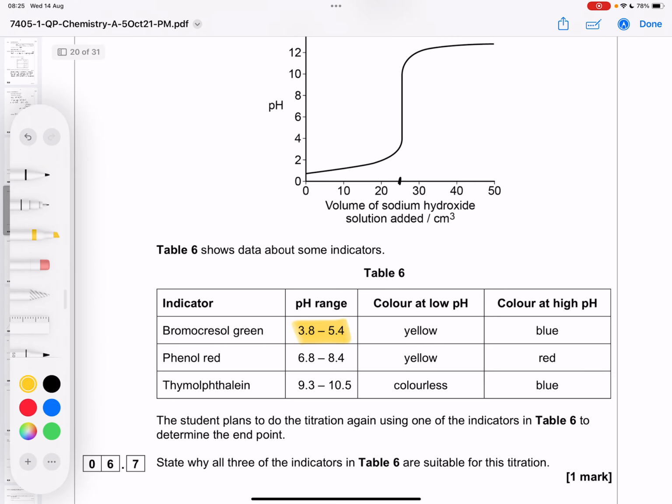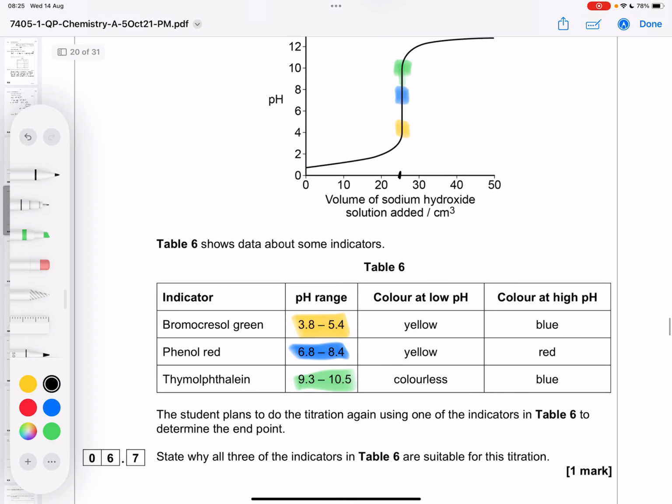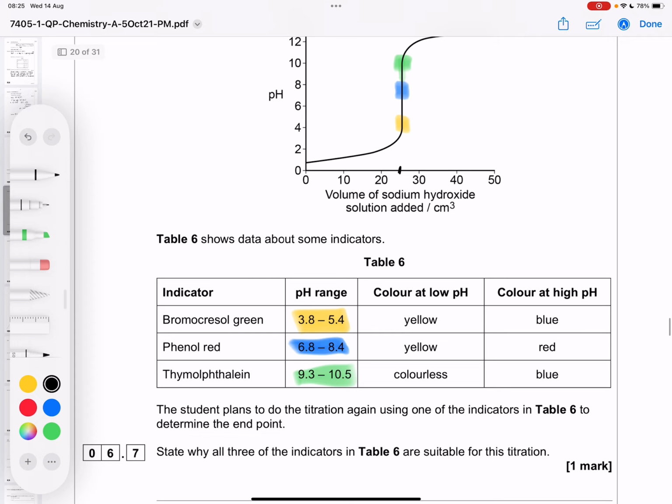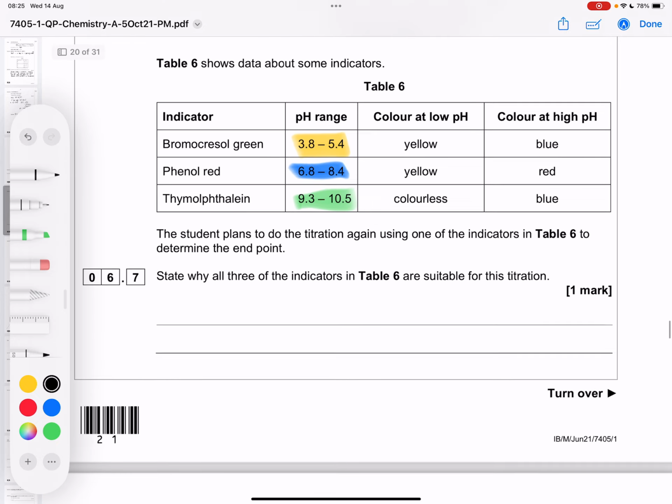So we can see that the first one is 3.8 to 5.4, so that's from here to here. The next one, 6.8 to 8.4, so that's kind of here. And then the last one, 9.3 to 10.5, that's kind of here. And we can see that all three pH ranges of these indicators lie within the vertical part of the curve, and therefore they are suitable. To pick an indicator, its range must lie within the vertical portion of the curve, and these all do.